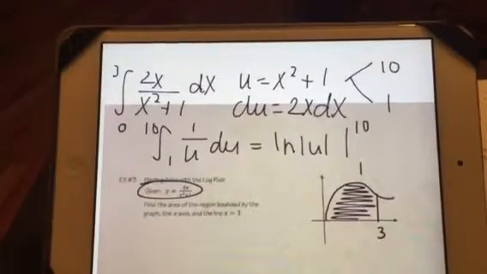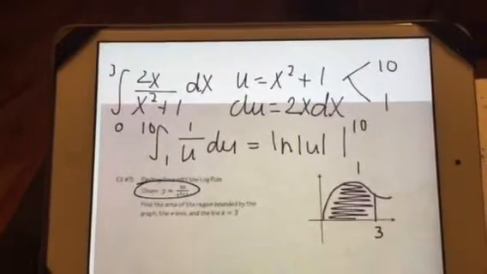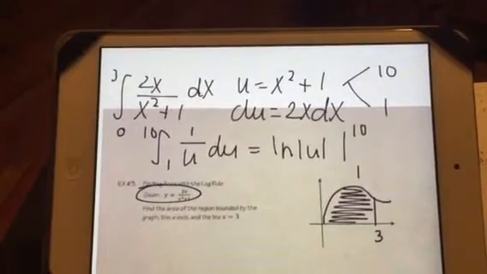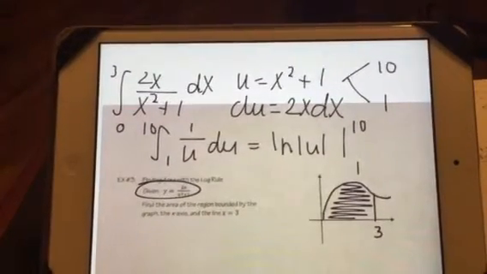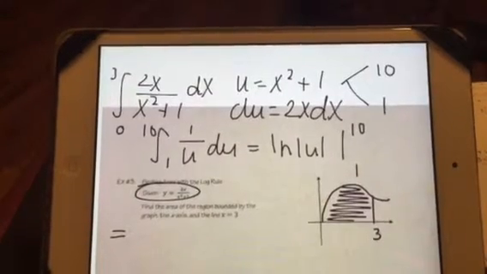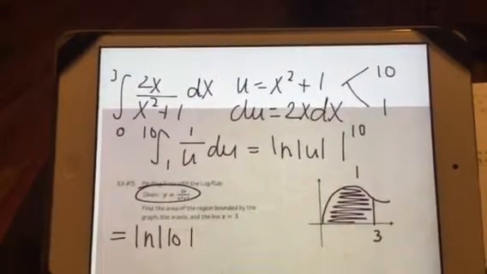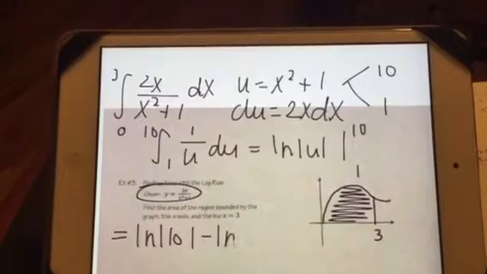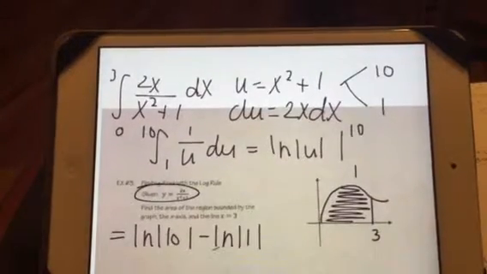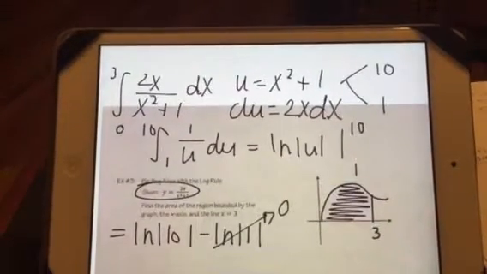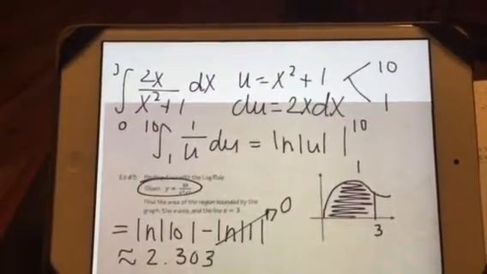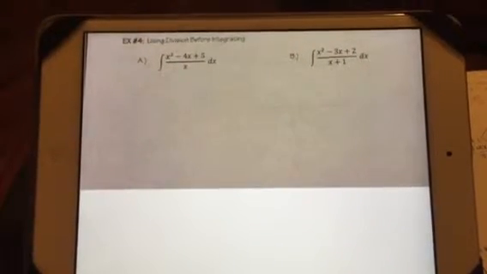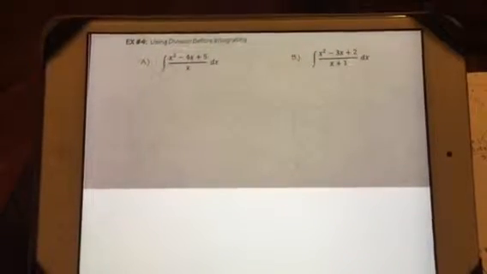Now here, you do not replace u with what you had set u to be. You changed your limit, so therefore you integrate from here. So then that would give us ln of 10 minus ln of 1, which is 0, and ln of 10 is approximately 2.303. For our next example, we're going to simplify first, dividing x into all of them.